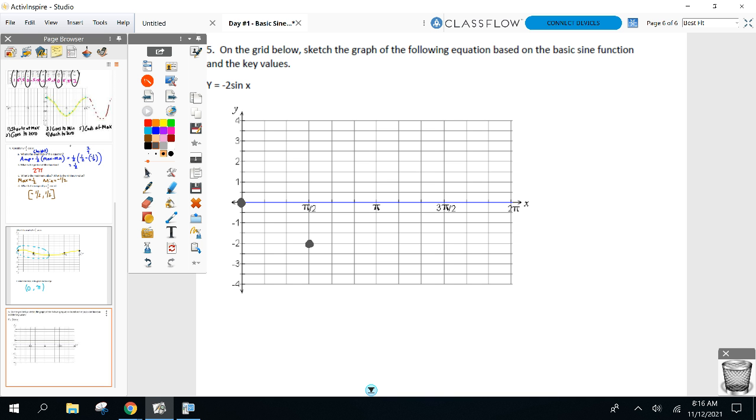Sine curve goes where next? Back to 0. The negative has no effect. Usually at 3 pi over 2, I'm at a minimum, but now I flip it. Goes to my max at 2. And then where does my sine curve end? 0. The negative again does not affect the zeros. And as you can see, if you want to compare it to the first graph we did, it is flipped.